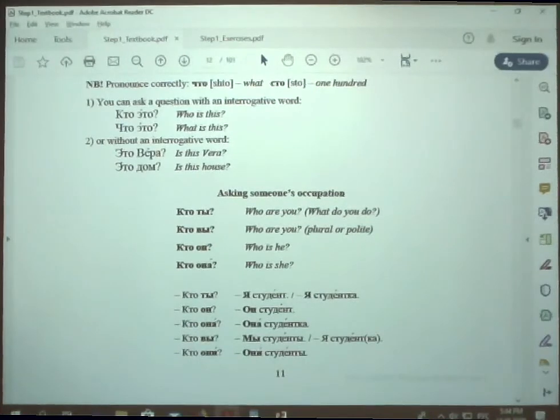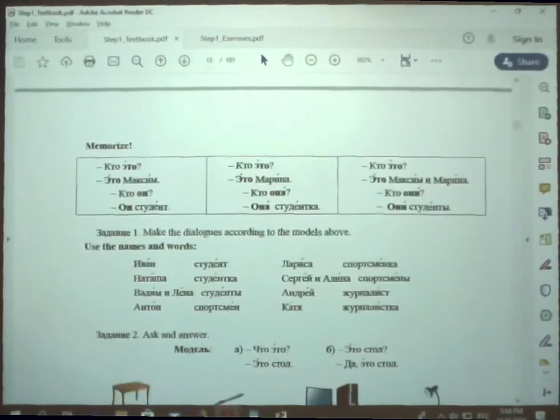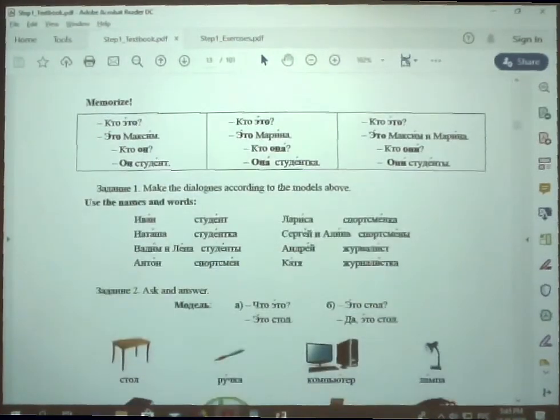And now please look on the next page, страница 12. First of all, let's read these examples. Кто это? Это Максим. Кто он? Он студент. Кто это? Это Марина. Кто она? Она студентка. Кто это? Это Максим и Марина. Кто они? Они студенты. And also here we have задание 1.